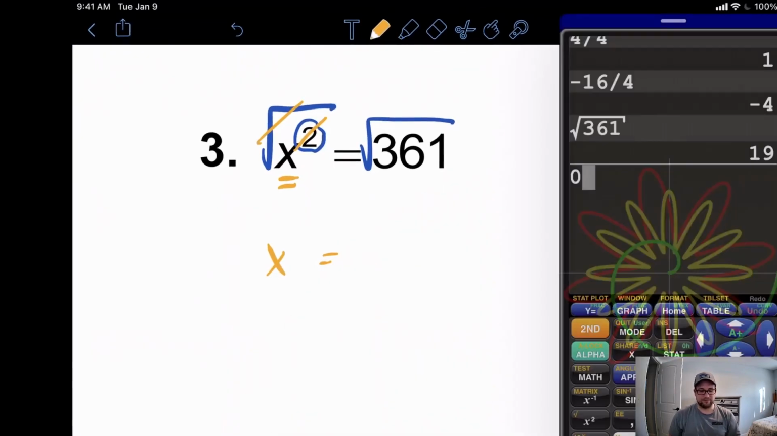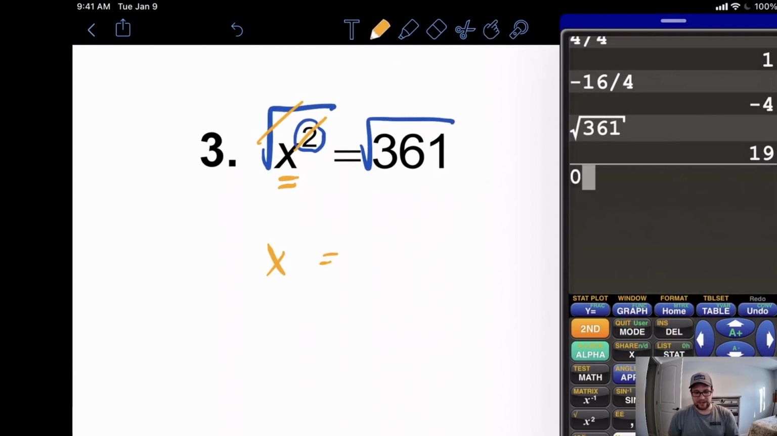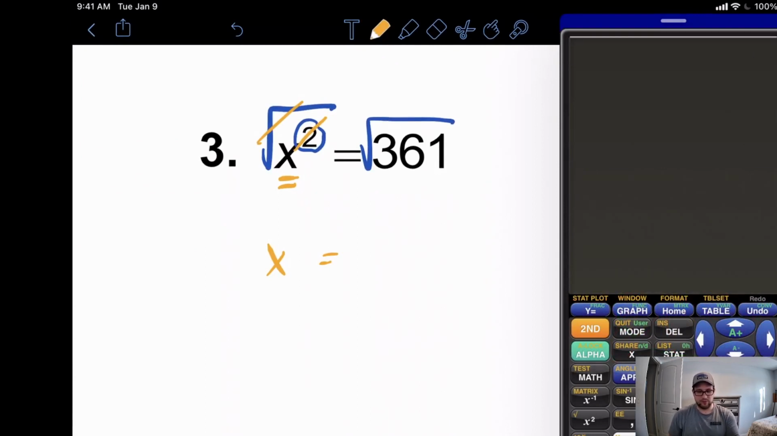On my calculator, I have the square root key. If you're struggling to figure out where the square root key is, mine is right here. Yours could very well be in a different spot. Please let me know if you can't find it. So what I'm going to do is come over here and type in second square root 361, and when I hit enter, it gives me the positive answer.